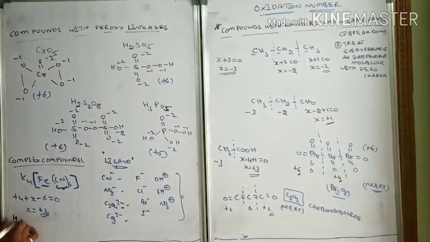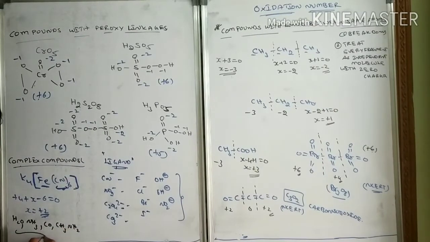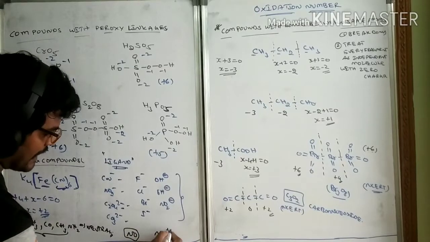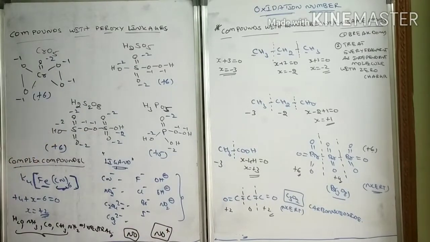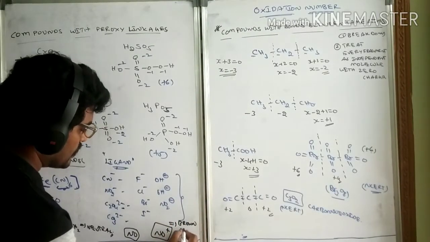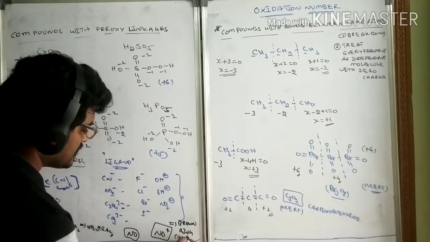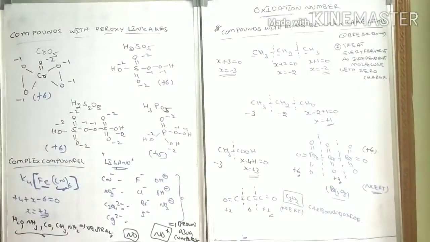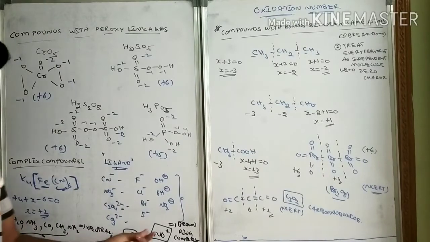H2O, NH3, CO, CH3NH2, all these are known as neutral ligands, so they will have no charge. And NO is there. NO can carry plus 1 charge as well as 0. NO plus will be present in the brown ring complex. In the brown ring complex, NO bears the plus 1 oxidation state. This is very, very important.